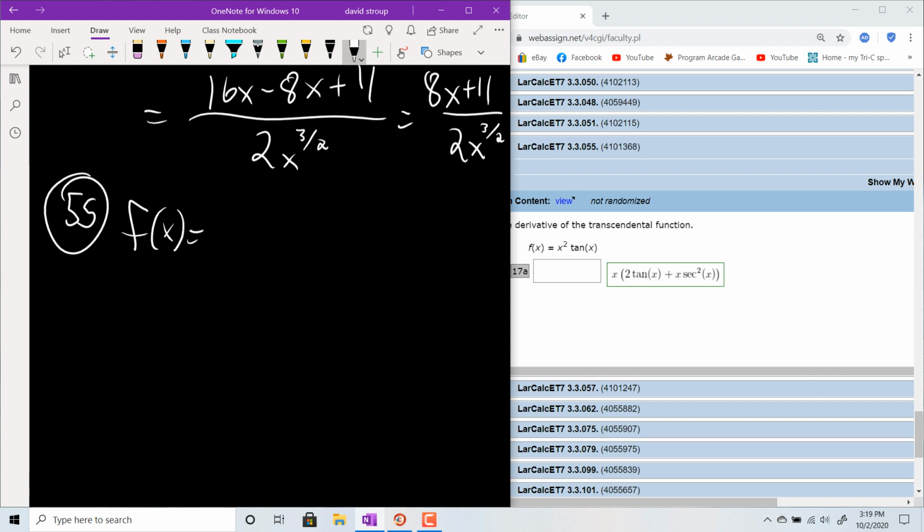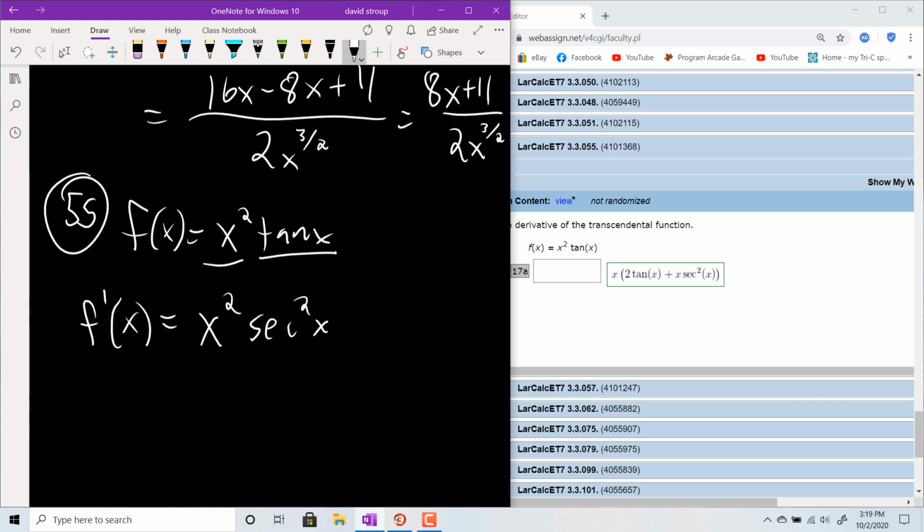Okay. So, for example, number 17, or it'll be number 55 in the book. Oh, yay, we get a product rule. x squared tan x. So f prime of x will be, leave the first term alone, take the derivative of the second, that's secant squared x, plus take the derivative of the first and leave the other guy alone. Okay, there it is.